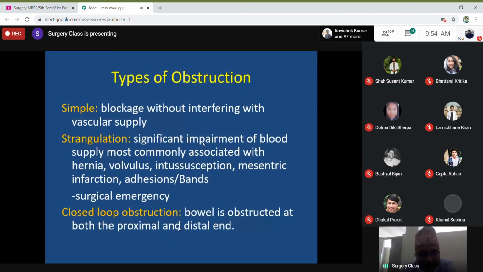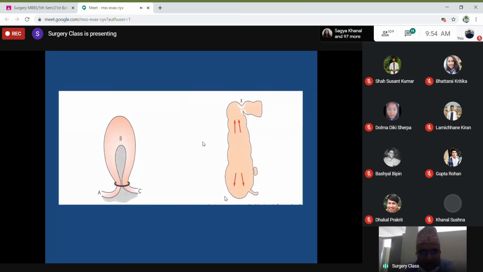Then there is a condition called closed loop obstruction. I'll show in picture in later slides. The bowel is obstructed at both proximal and distal ends, so only that part of the bowel is compromised. If you see these two pictures, in the first picture, the bowel loop is entering through the hernial orifice, and the proximal and distal bowel loops are compressed. So only this part of the bowel is obstructed, and the proximal and distal parts are intact.